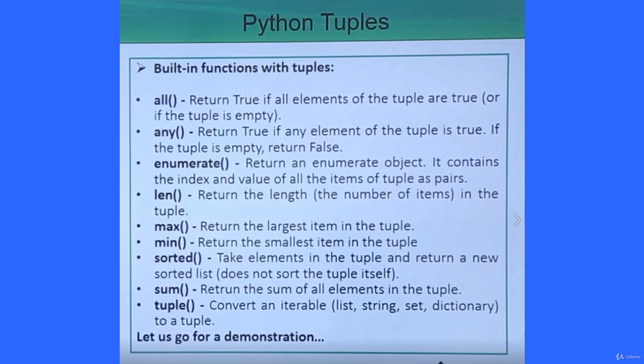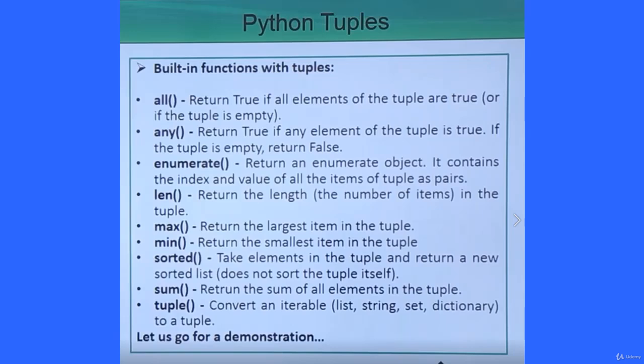There are different built-in functions with the help of which we can do some processing of the members of the tuples. The first one is all. Return true if all elements of the tuple are true. Any. Return true if any one of the elements of the tuple is true. Enumerate. Return an enumerate object. It contains the index and the value of all the items of the tuple as pairs. Next one is len. Return the length, that is the number of items in the tuple.